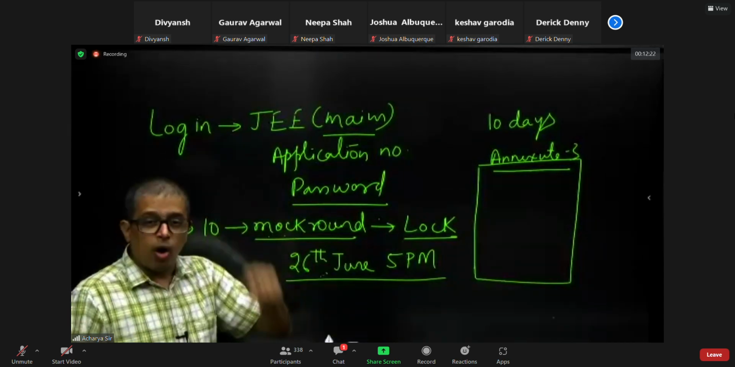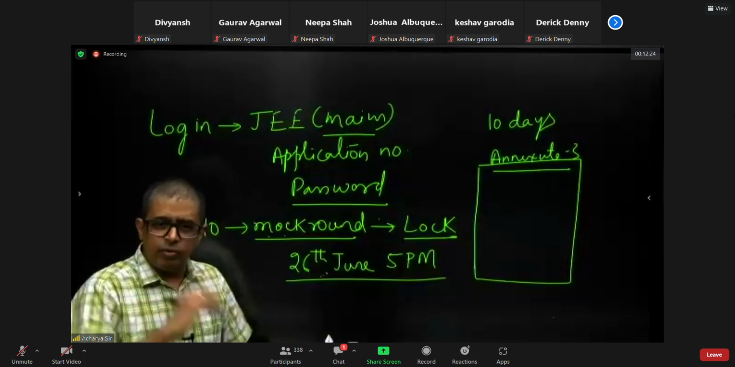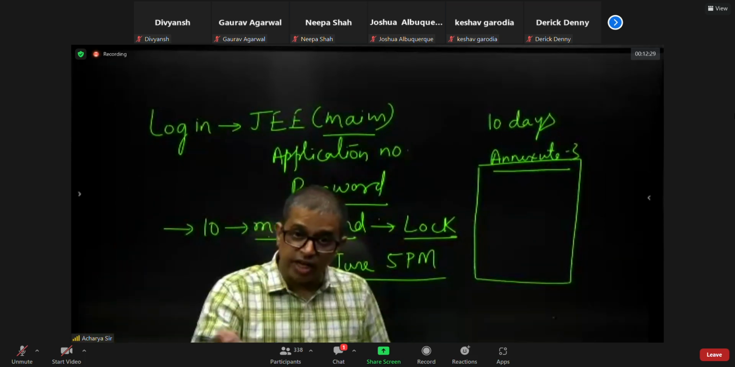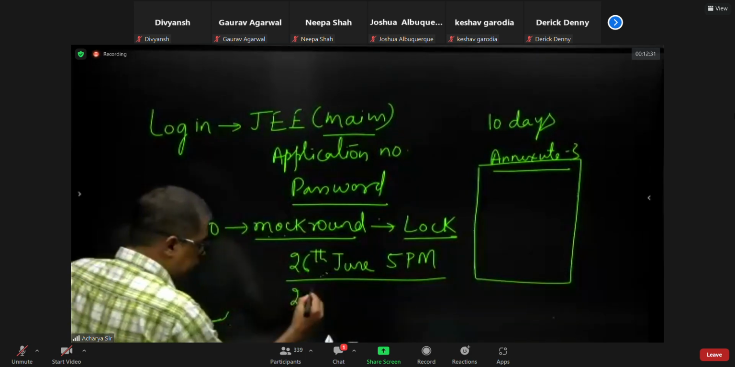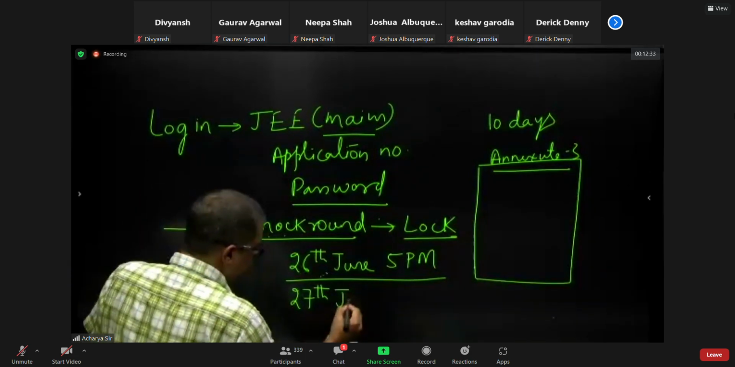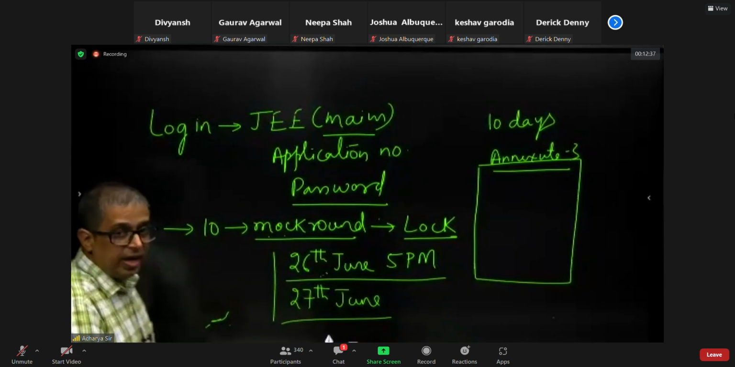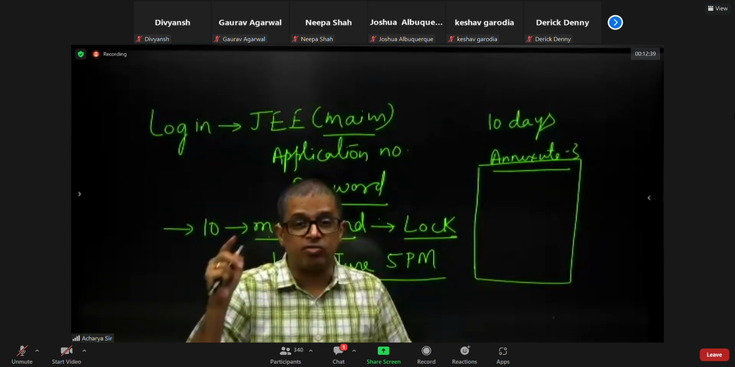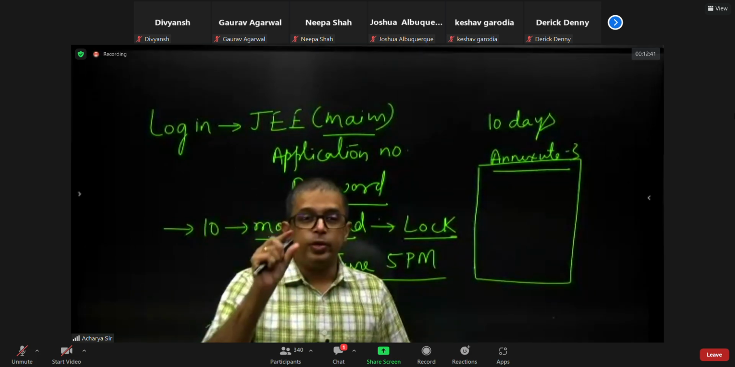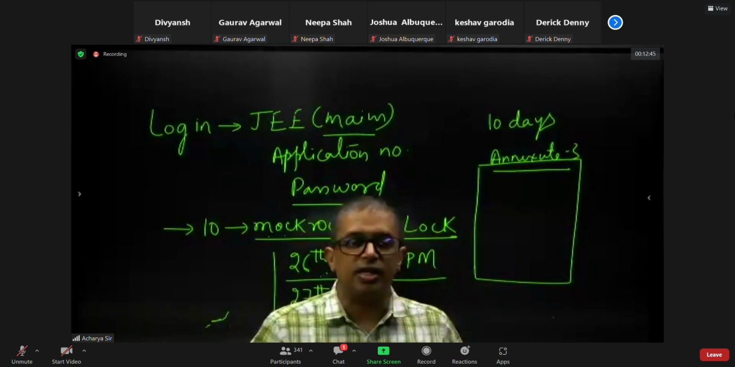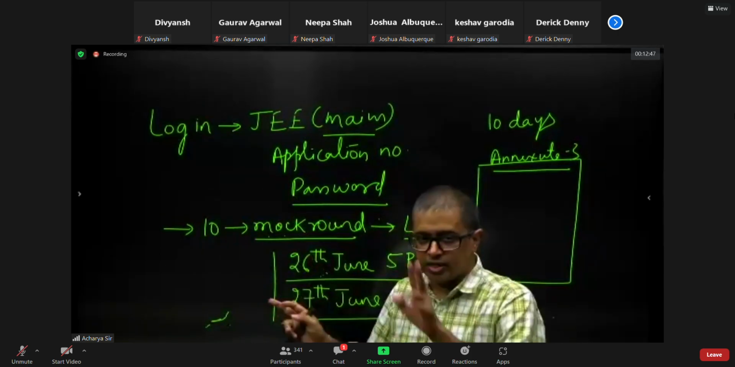But what if I have locked it in advance? I was decided and I have locked. Now I want to make a change before 27th June. Before 27th June, I have locked, but I want to make a change. You can request for a change. You will be sent an OTP. You will have to unlock the system again and make changes in the system.